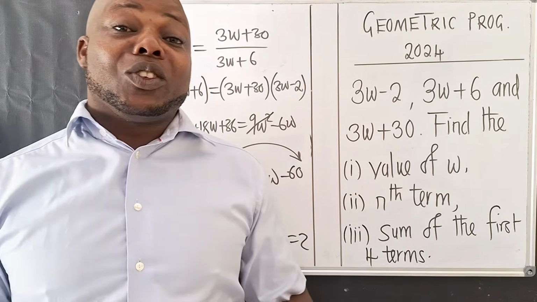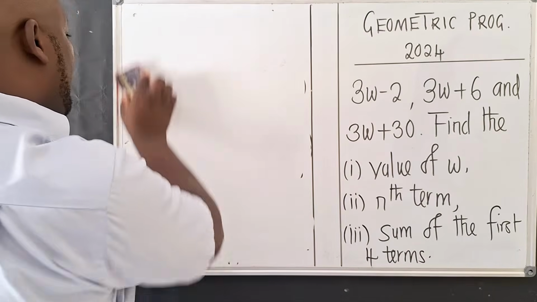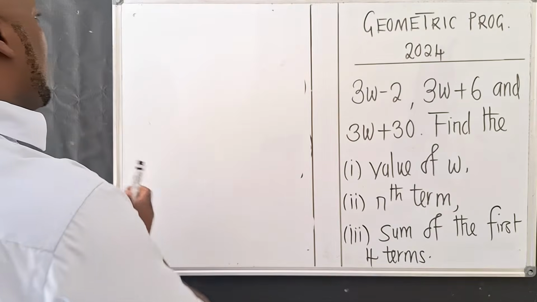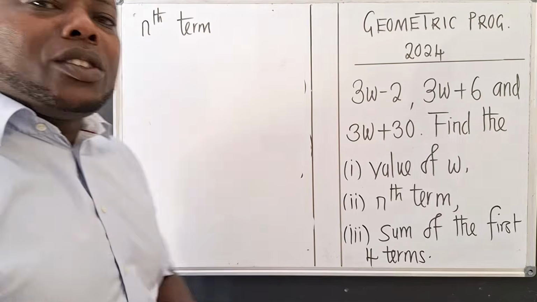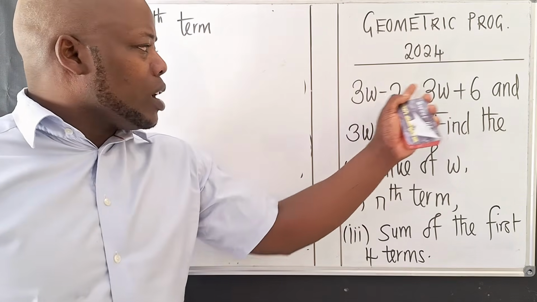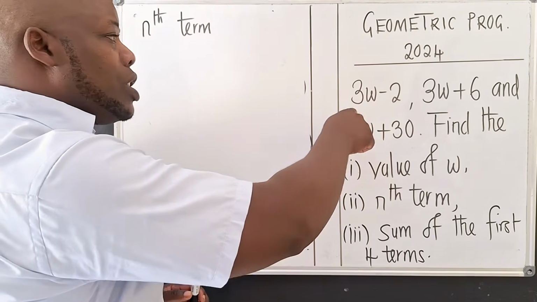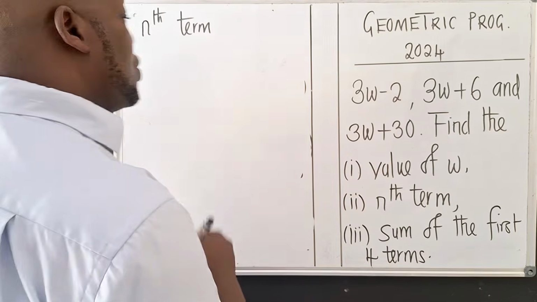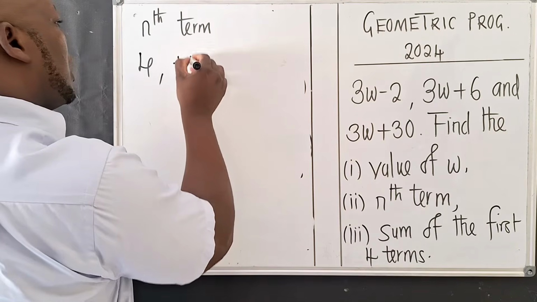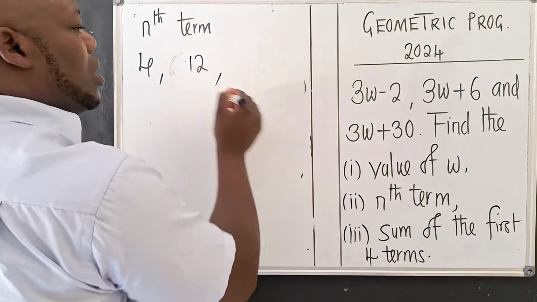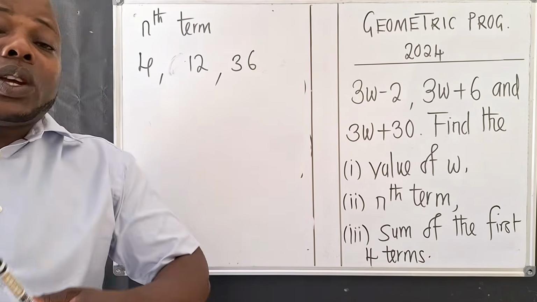Let's check out question 2, where we need to find the nth term. For question number 2, you first need to identify the GP. So here, where there's w, you put a 2. So it will be 3 times 2, which is 6. 6 minus 2 gives us 4. Even here, 6 plus 6 gives us 12. Here, it will give us 36. So this is the GP that we are dealing with.